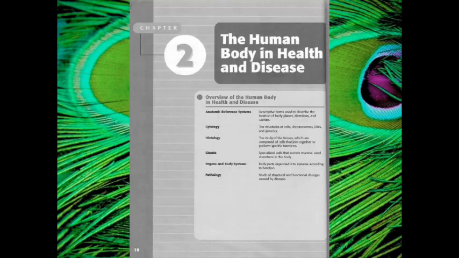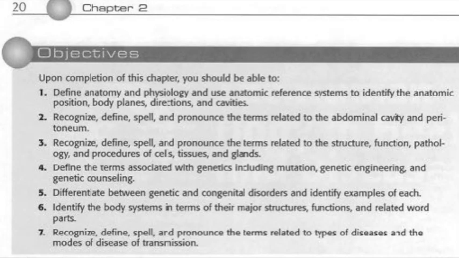Let's get started. This chapter we're going to cover anatomic reference systems, cytology, which is the study of cells, chromosomes, DNA, and genetics, histology, study of tissues, which are composed of a lot of cells. We have glands, which are specialized cells secreting material used elsewhere in the body. We'll look at organ and body systems, which is a lot of tissues and glands composed together to make up lots of organs that support each other, and pathology, which is the study of structural and functional changes caused by disease. We have 7 objectives for Chapter 2.